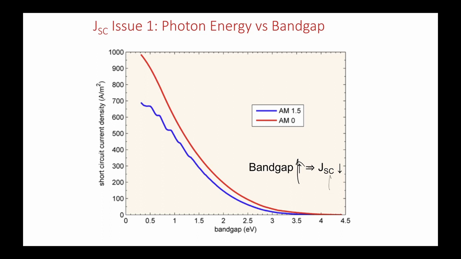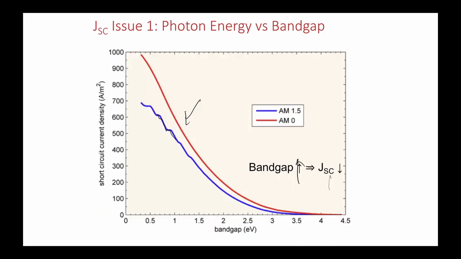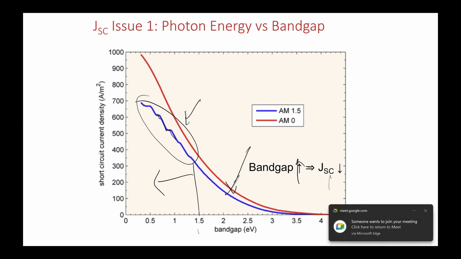So this is the graph. This is the AM0 which I was telling you about, which is outside the atmosphere. You can see these dips in the solar spectrum, and these are in the range of the IR, which is the lower band gap side. These are at the lower band gap side, and you cannot see that much dip here.